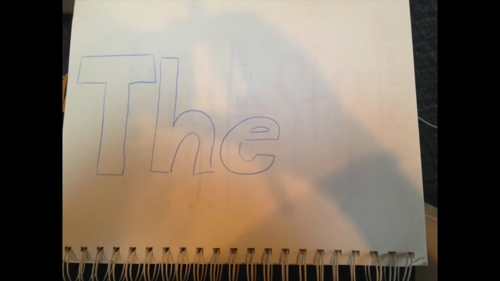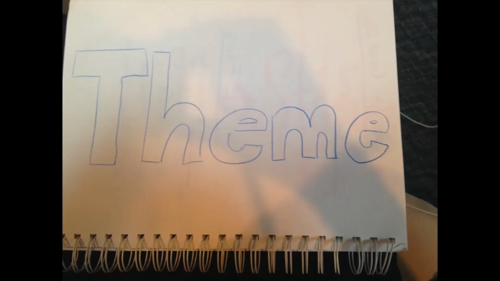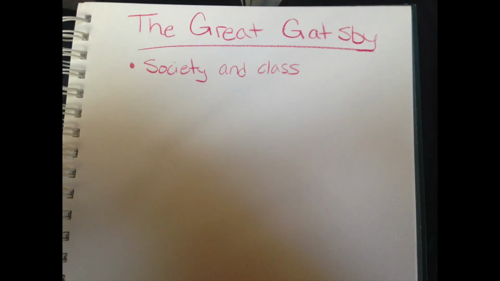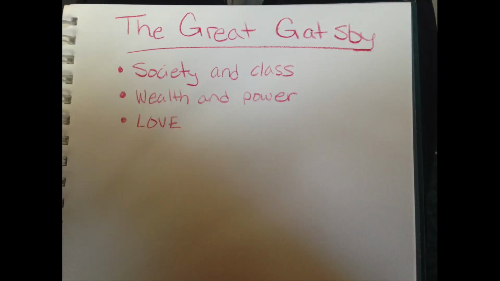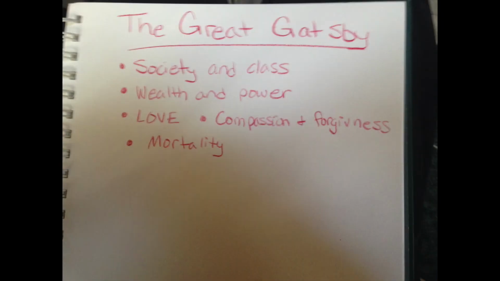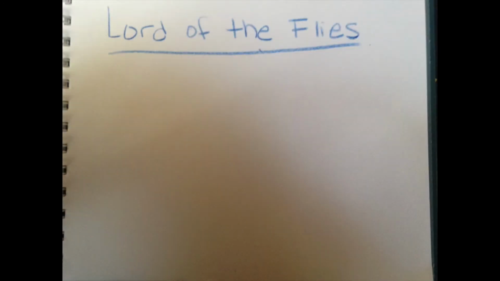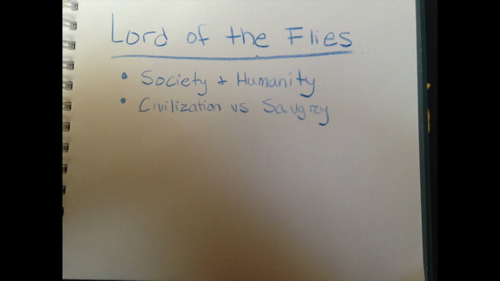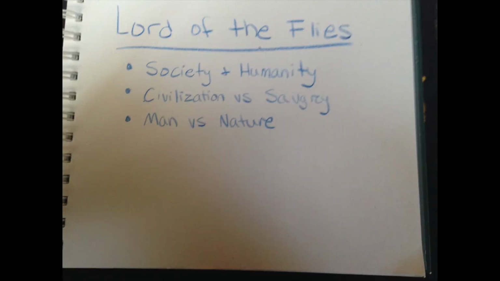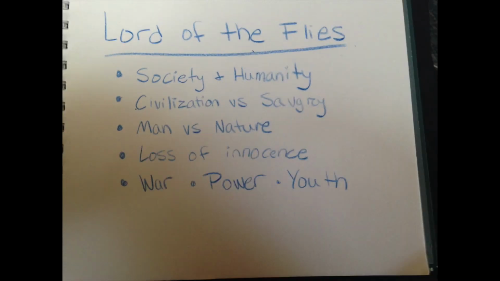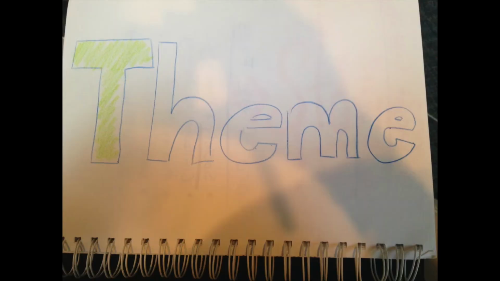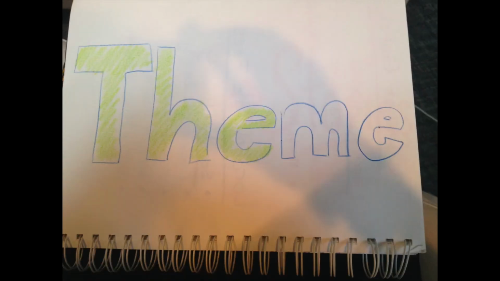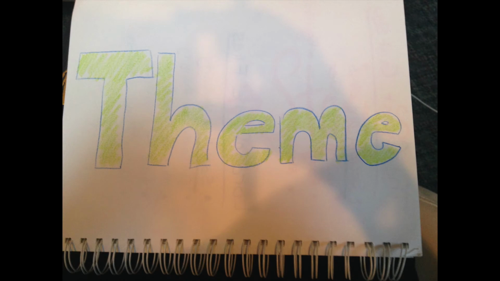There are many different themes in both novels. The Great Gatsby focuses more on society and class, wealth and power, love, compassion and forgiveness, and mortality, whereas Lord of the Flies focuses on society and humanity, civilization versus savagery, man versus nature, loss of innocence, war, power, and youth. You could argue that some of these are very similar, which indeed they are.